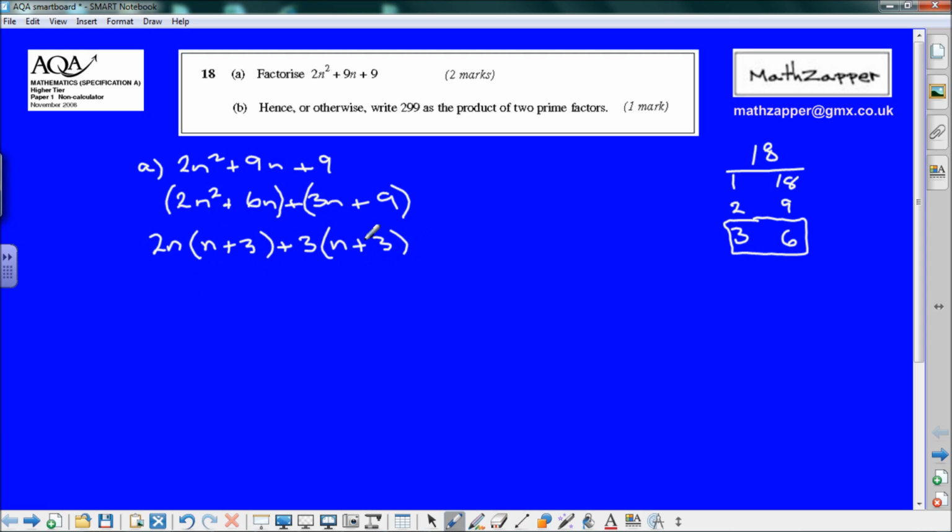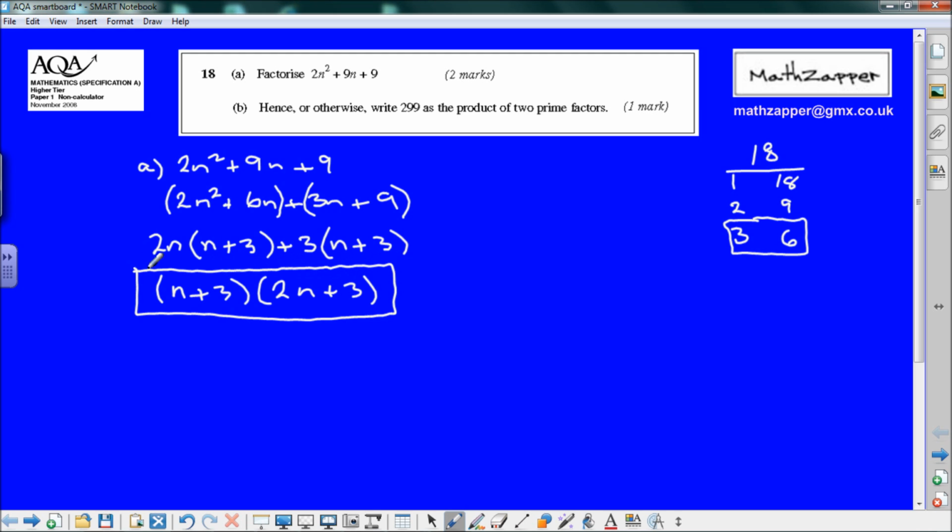You'll notice the brackets are identical, so that gives us one of the factors. And the other pair of factors are what's left outside. So 2n and plus 3. So 2n plus 3 is the other factor. Okay, so there we have the answer to part A.